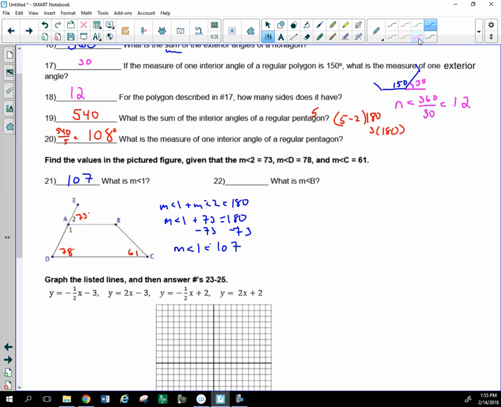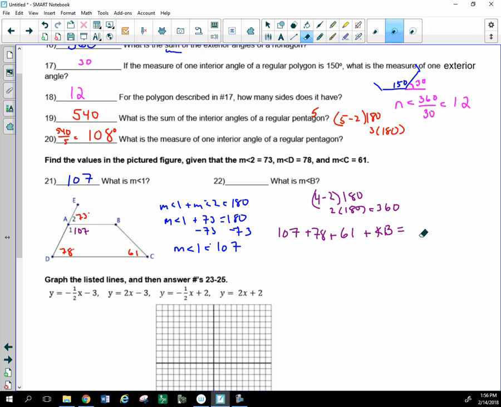Then they're asking, what is the measure of angle B? Well, if this is 107, which I just found, now I know this is a four-sided shape, and a four-sided shape has 360 degrees. If you don't trust me on that, with a four-sided shape we subtract 2, times 180, which means 360 degrees is the total of all of those angles. So since angle A is 107, angle D is 78, and angle C is 61, we don't know angle B, but that must equal 360 degrees.